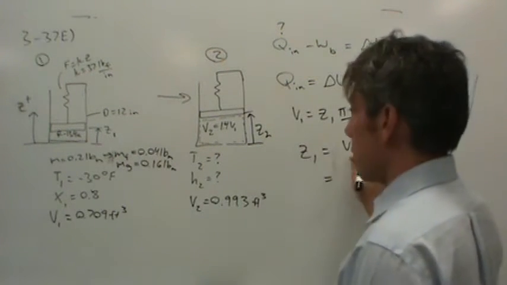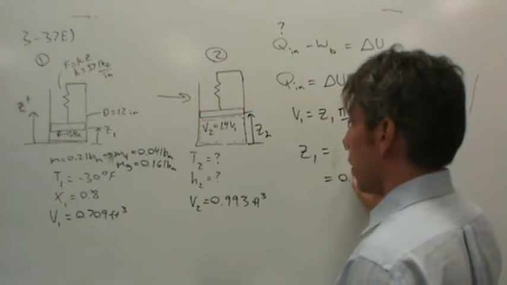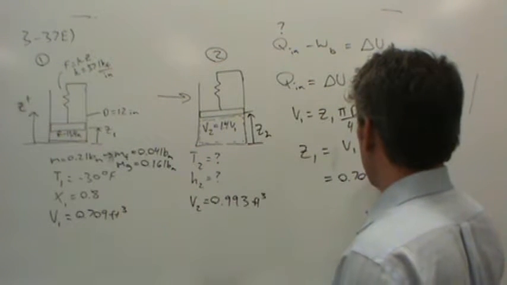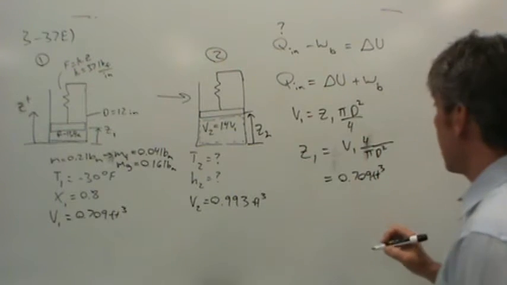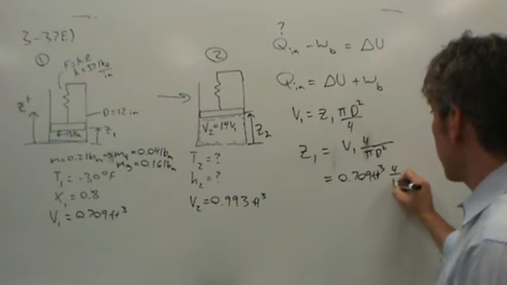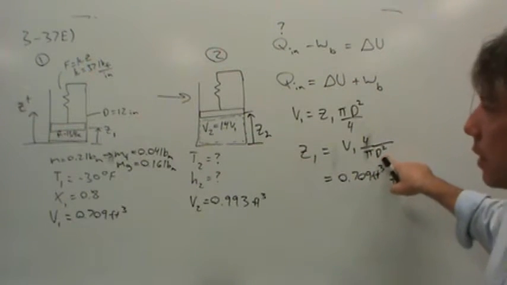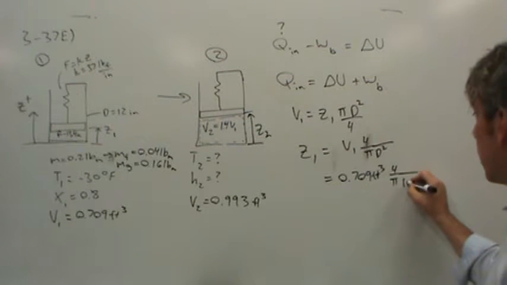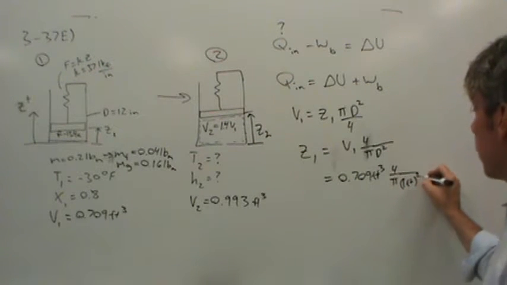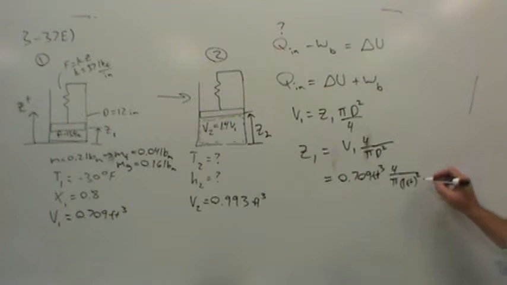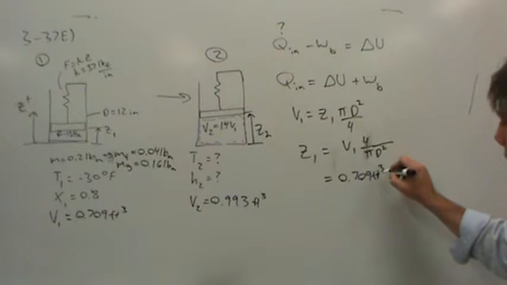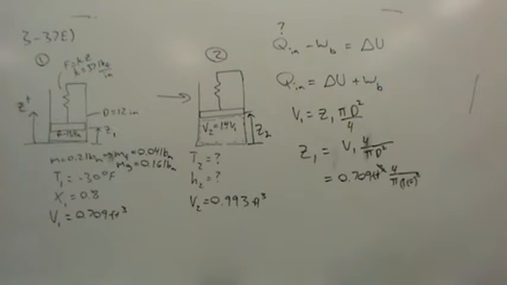So then the volume in state one is 0.709 cubic feet times 4 over pi times, now d, the diameter, is 12 inches. That's 1 foot, which has to be squared. So they made our math easy. The 1 square foot will cancel with all but one of the feet there, and we'll have our height in state one of the piston in feet. Just take the 0.709 in your calculator, multiply it by 4, and divide by pi. What do you get for Z1?